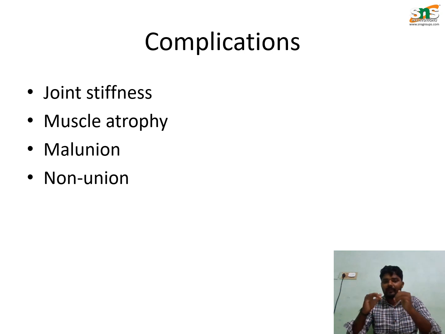In cases managed conservatively without surgery, the patient may have malunion, a malposition where the bone fragment is fixed on the other fragment with remodeling present. Then long-term immobilization leads to muscle atrophy, and also joint stiffness. These are the complications of fractures.